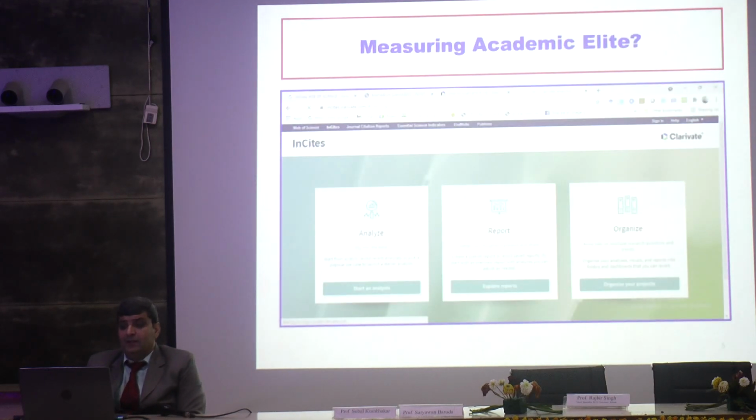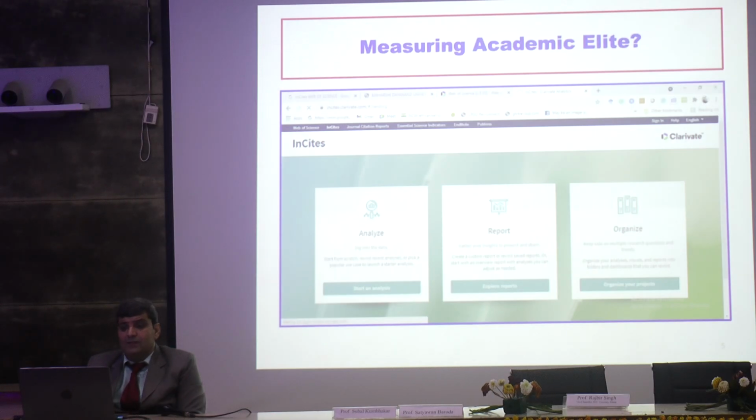Measuring the academic elite: we have this online platform, which is connected with the Web of Science database. There are two major databases, Scopus and Web of Science, and our university, Maharshi University, has subscribed to both of them. These databases provide citation data and publication data, and we use such platforms to measure the academic elite. Insights is a platform available in Web of Science. Using the Insights platform is like using a calculator.